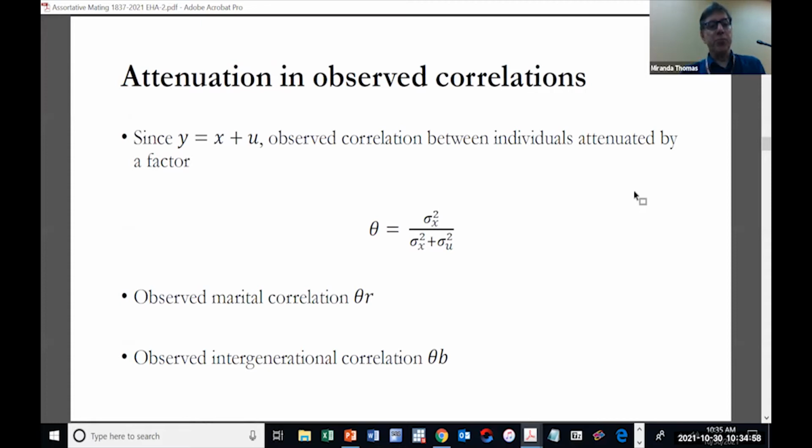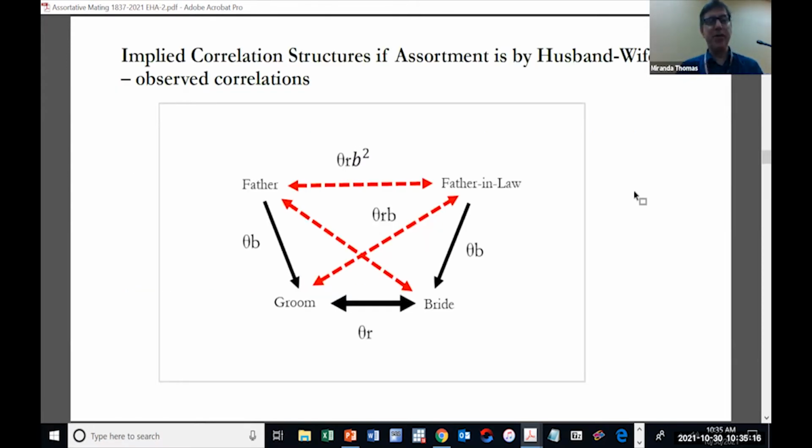There's always going to be some measurement error because of this factor U, this imperfect link between underlying abilities and outcomes. So the observed marital correlation will be theta times R. The observed intergenerational correlation will be theta times B. And so the situation we'll observe again in the marriage market is that we're going to have these measured with error. But here's the crucial thing we can implement. If you take the groom to father-in-law correlation of theta RB and divide that by the father to groom correlation of theta B, you eliminate the measurement error problem and you leave yourself just with R, the marital correlation.